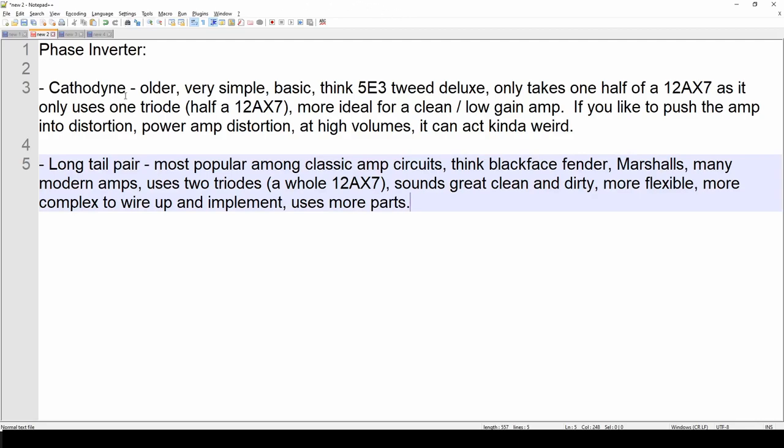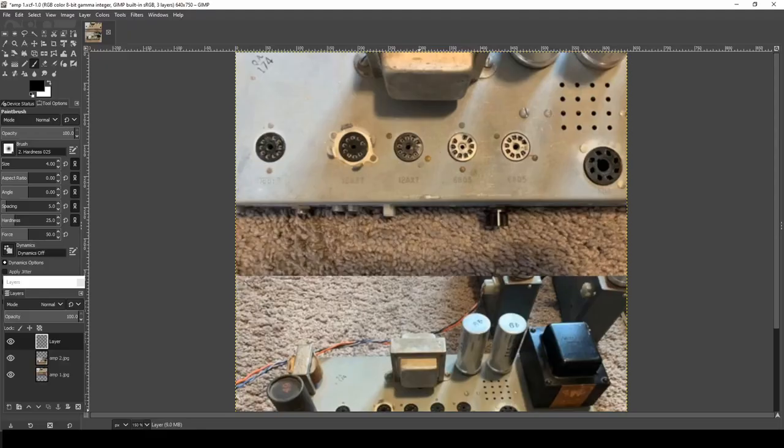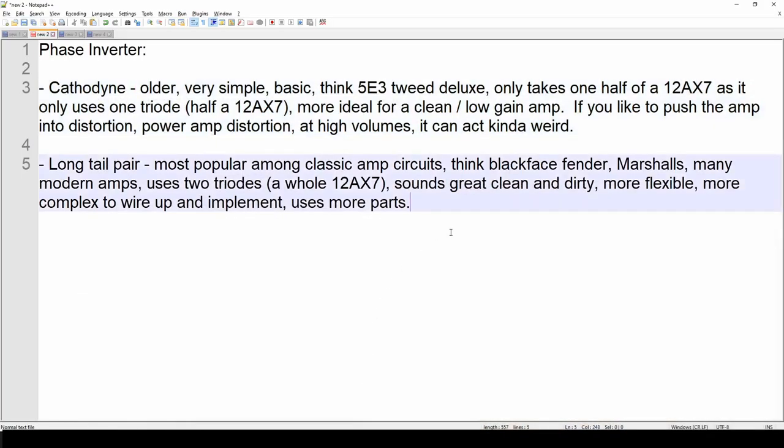But I think the only reason I would recommend that you consider the cathodyne is if you are looking for more of a cleaner build, and because we've got two 12AX7 slots, if you didn't want to drill another one. If you use the cathodyne, you're using half, so you've got 1, 2, 3 preamp gain stages to play around with. Whereas if you use the long tail pair, you're going to use this whole thing and you just have 1, 2 gain stages to play around with. So when we get to the preamp section, I think that should inform your decision on the type of phase inverter that you use.